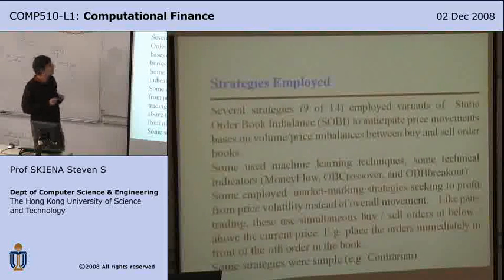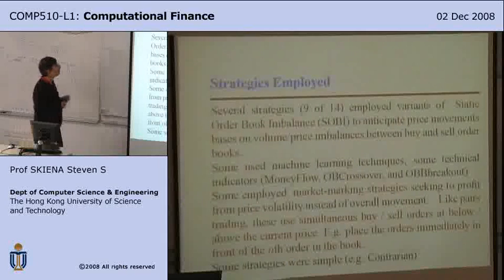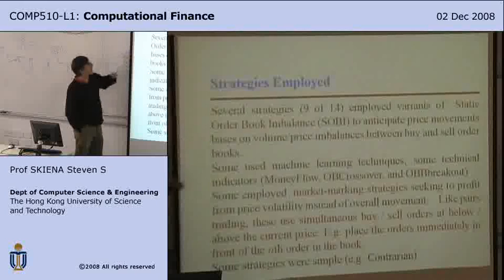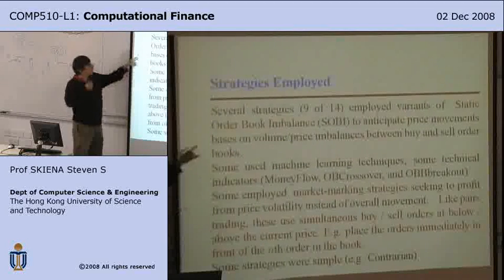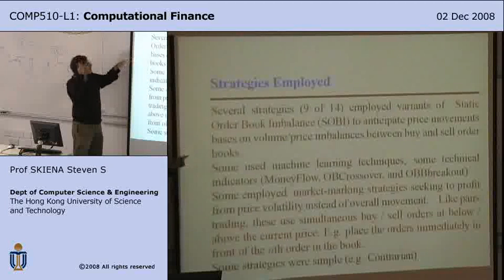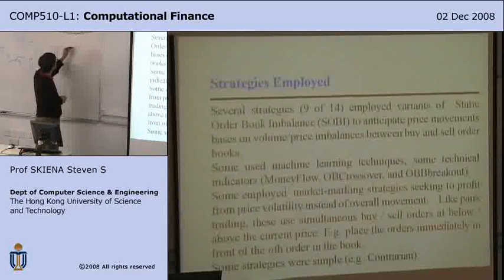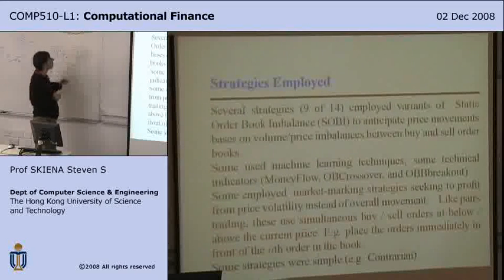So there were a bunch of different strategies. There were 14 different strategies that were employed. Most of them looked at the order book imbalance to try to make trades. They said, here I've got in this order book, at this price I'm willing to sell this much, at this price I'm willing to sell this much.